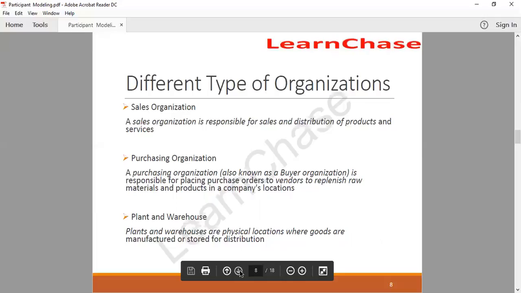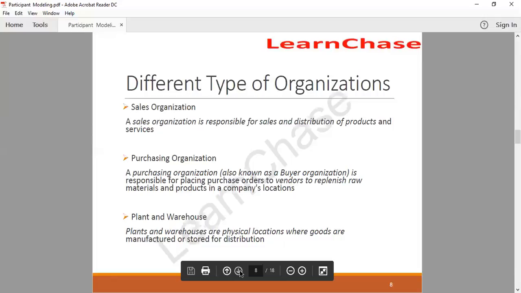A sales organization is responsible for sales and distribution of the various products. A purchasing organization will be primarily involved in purchasing or placing purchase orders to vendors, to replenish the raw materials, and so on. The plant and the warehouse are physical locations where goods are manufactured or stored during distribution. So we need to have all these defined in Sterling. Especially when you look at order management, you need to define these so that you know that an order is created, a purchase order is created.